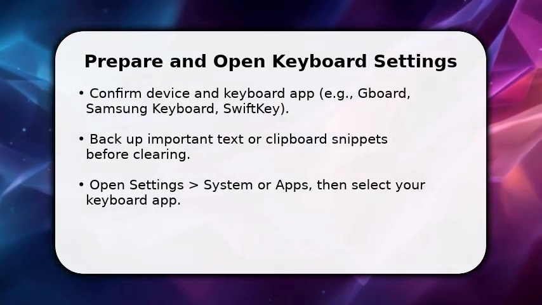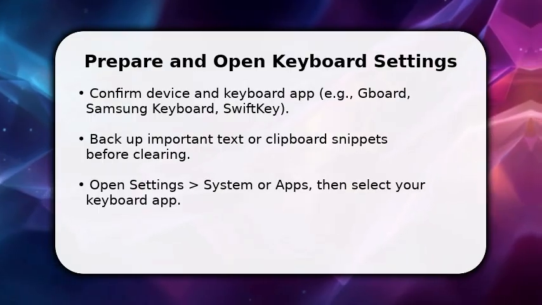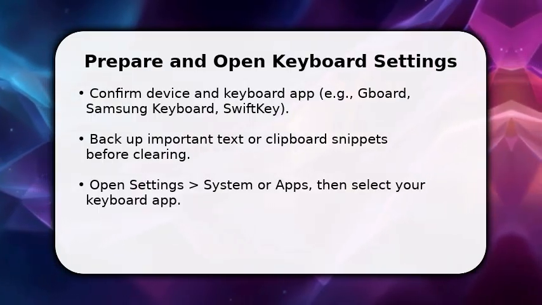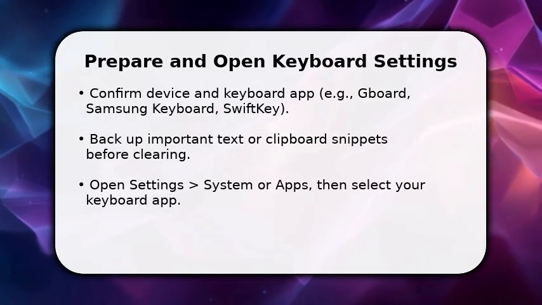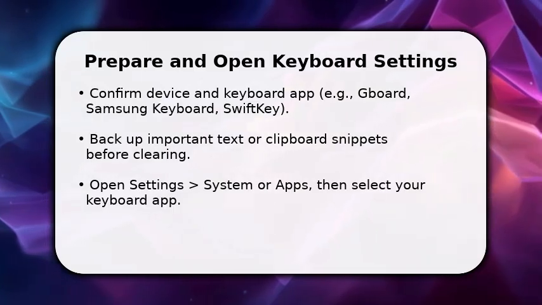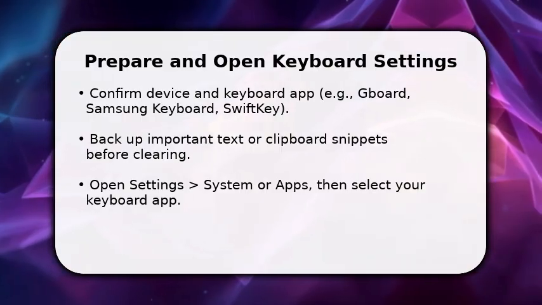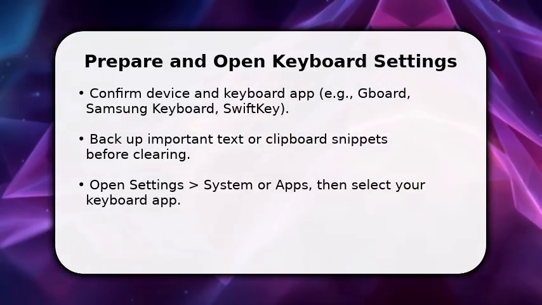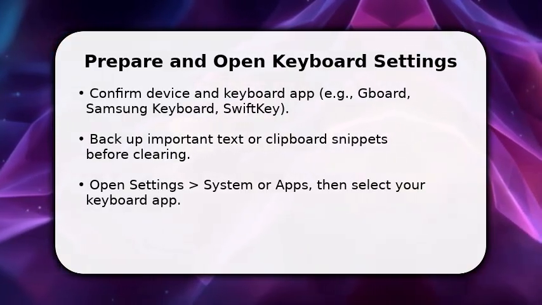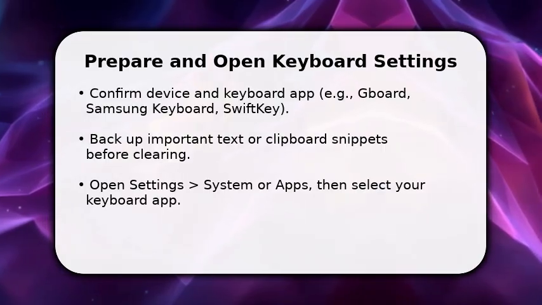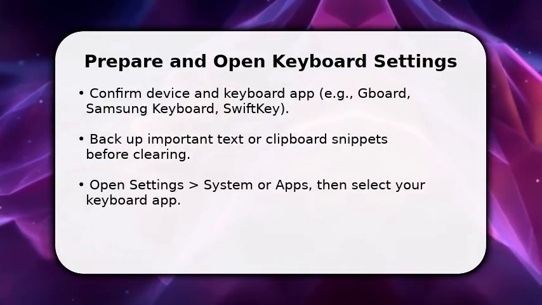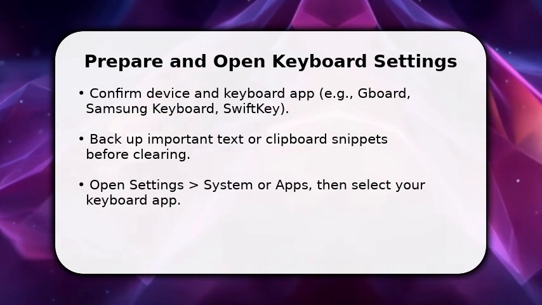This avoids accidental loss. Once done, go straight to Settings on your device, then Apps or System Apps, and find the keyboard app entry. Make sure to tap Permissions and Storage so you can see where learned data is stored. This first step locates the control panel for your keyboard and prepares you to clear history safely without disrupting other settings or losing unrelated app data.